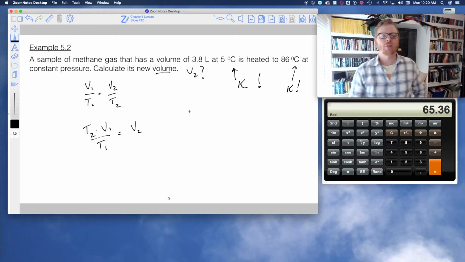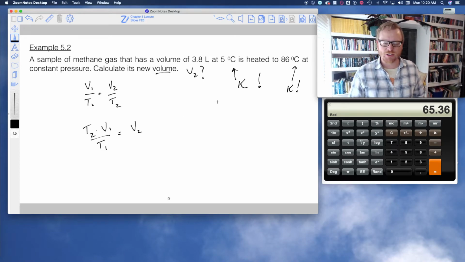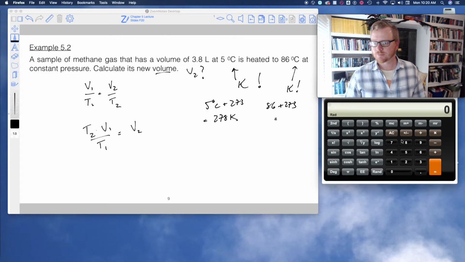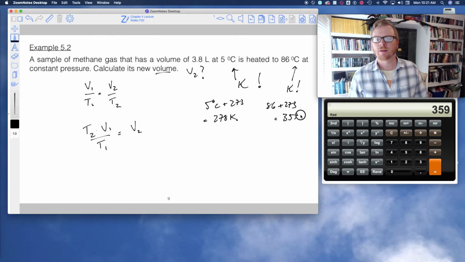More coffee. Okay. So Kelvin. Okay. So let's do that. Okay. I knew something wasn't sitting right. So 5 degrees turned into Kelvin is going to be 5 degrees C plus 273, and that equals 278 Kelvin. And then 86 plus 273 is 359 Kelvin. And yeah, this is going to be a much different answer. Something I think that's more logical.